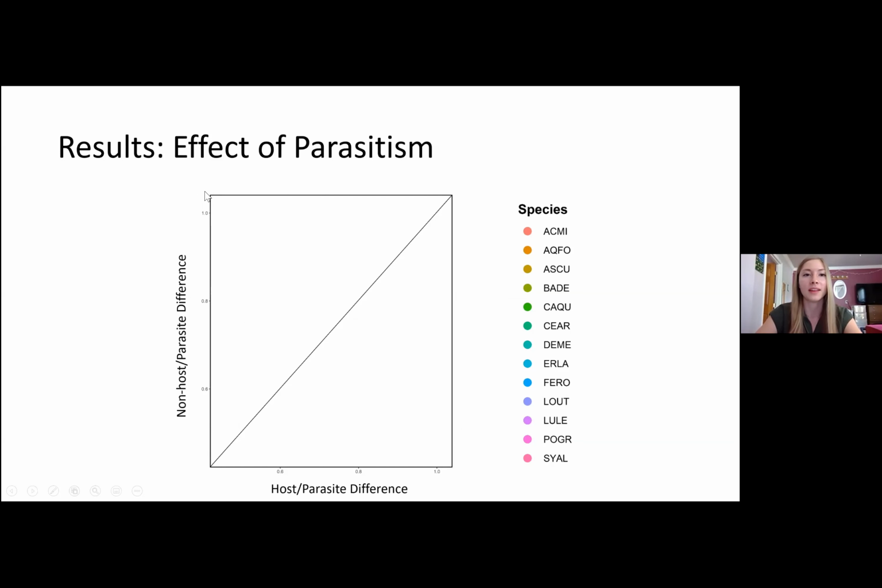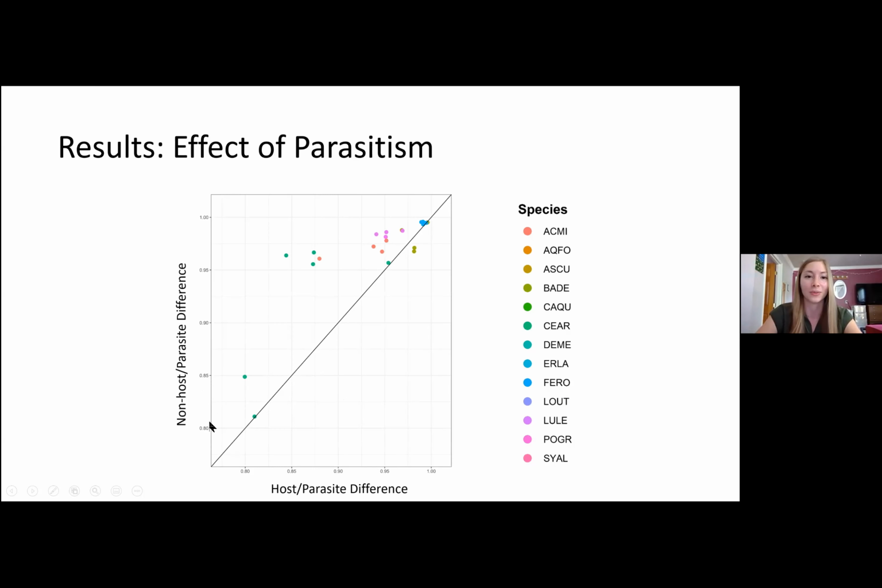So I wanted to examine this in a figure, where we have our host and parasite difference on this axis, and our non-host and parasite difference on this axis, where if hosts and parasites were similar to one another in their bacterial composition, we would see data points falling in this part of the graph. However, if non-hosts and parasites had a more similar bacterial composition than hosts and parasites, they would fall into this part. So I theorized that if plants were sharing bacteria via parasitism, we would see many data points falling above the graph.